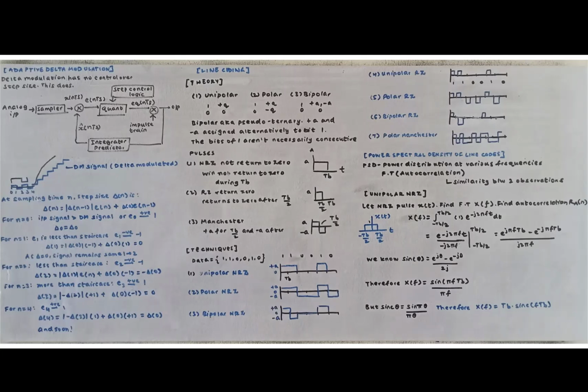Next is the derivation part. Power spectral density of line codes is what they'll ask you to derive. There are three steps here for any derivation, even if it's non-return to zero or return to zero. The first step is to always find the Fourier transform of the input signal. For non-return to zero, the input signal is always going to be 1. So you draw the diagram there.